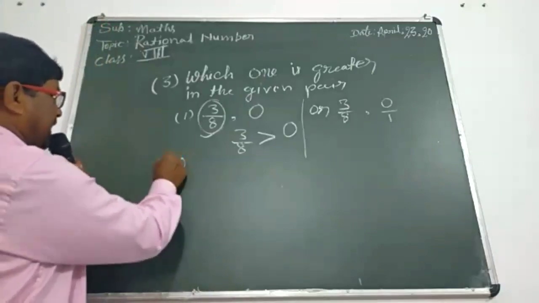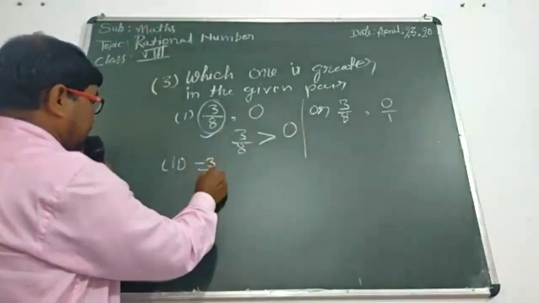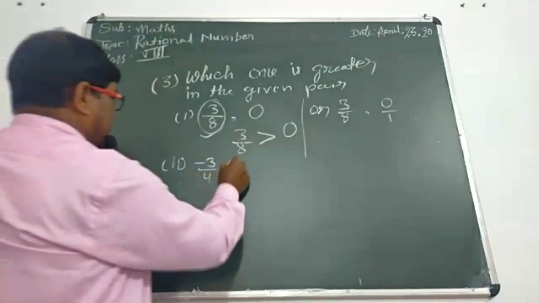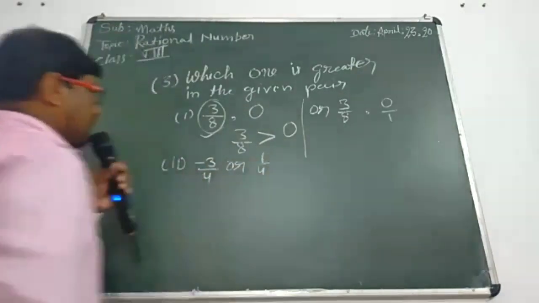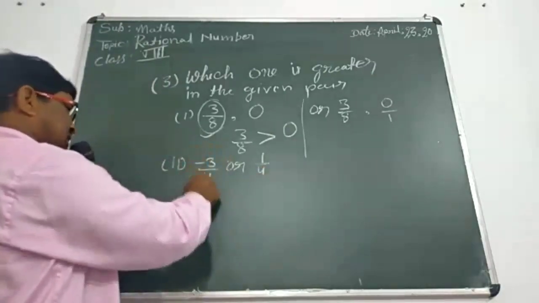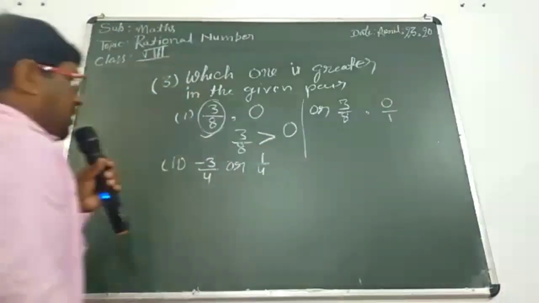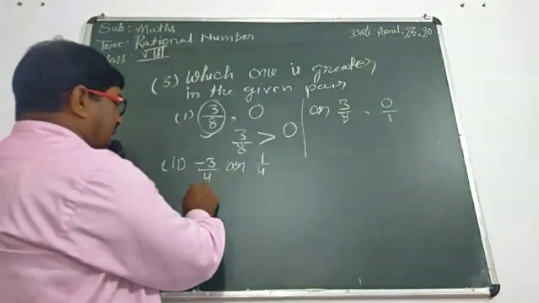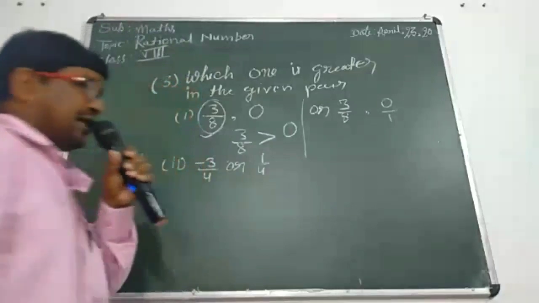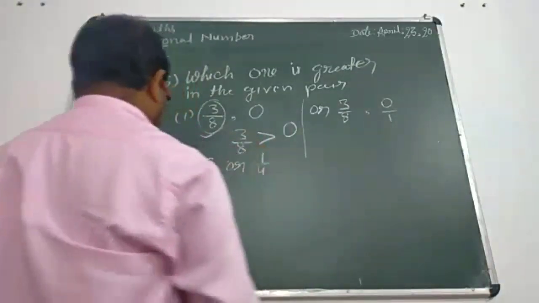Now second pair, student. Second pair is given: minus 3 upon 4 or 1 upon 4. Check these two rationals. This is in its standard form. They are having the same denominator, so you can say common denominator.